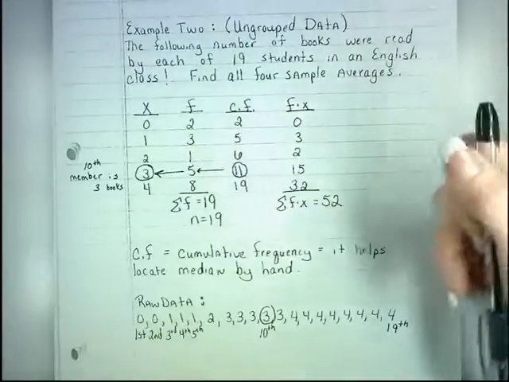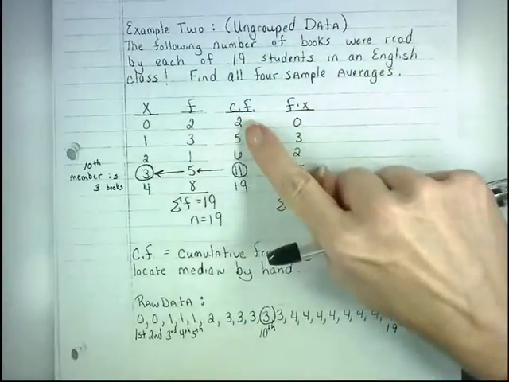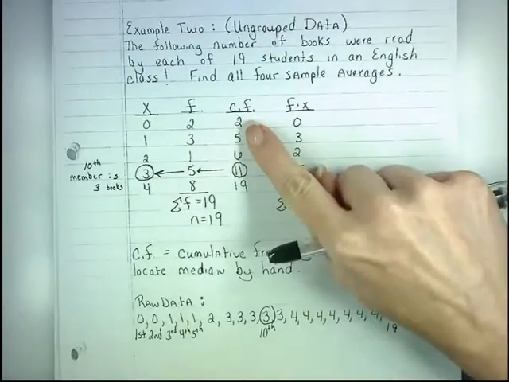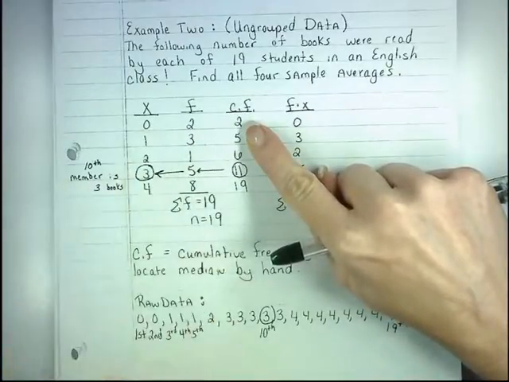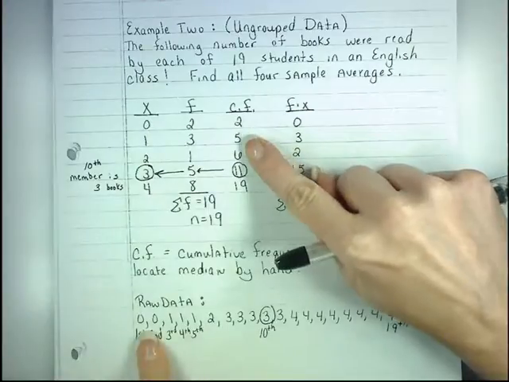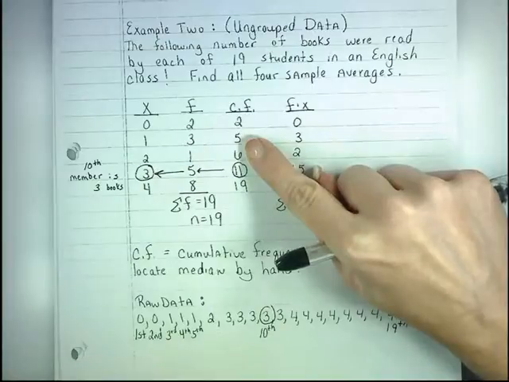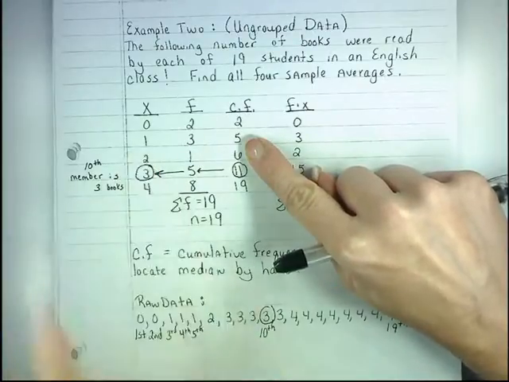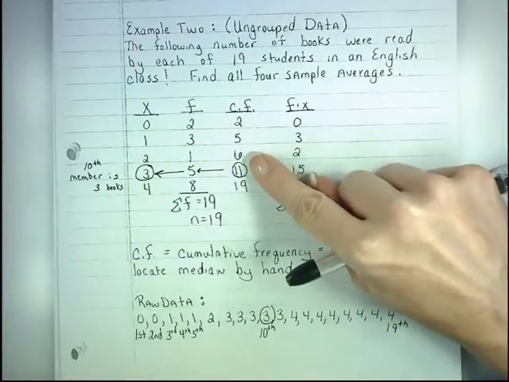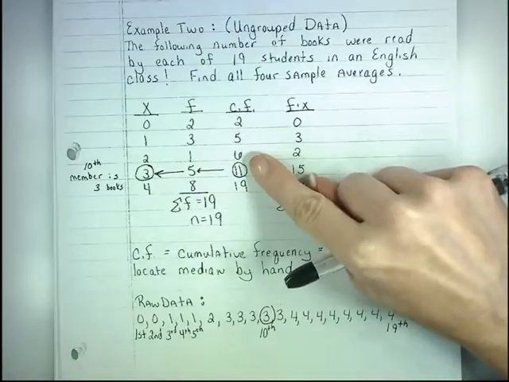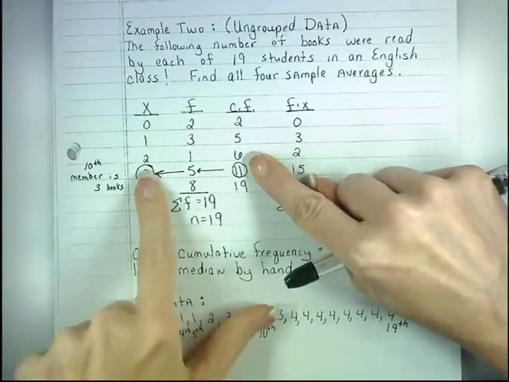And I will say this slowly. This 2 means that my first 2 students or my first 2 data values are 0 textbooks read. And you can see that here. This 5 means that my 3rd, 4th, and 5th data value, or my 3rd, 4th, and 5th student, all read 1 textbook. And you can see that down here. This 6 means that the 6th student or 6th value alone in the set is 2. So the 6th student read 2 textbooks.